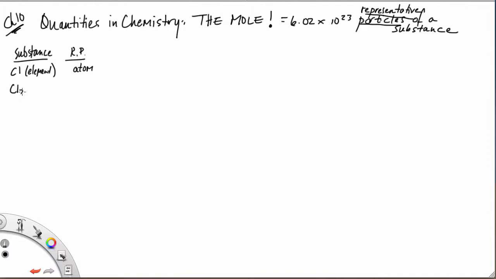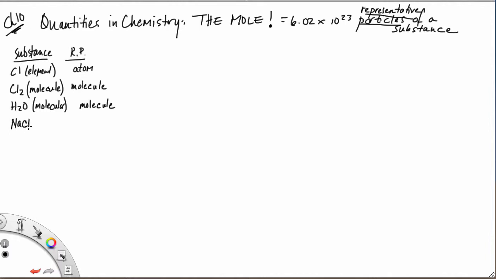If I have Cl2, pure chlorine gas, this is no longer an element. It is a molecule. As you recall, Cl2 is a diatomic molecule, so the representative particle, the smallest particle of that substance, is a molecule. Water, a very common substance, is a molecular compound made of all nonmetals. Therefore, it's molecular, and the representative particle is a molecule again.